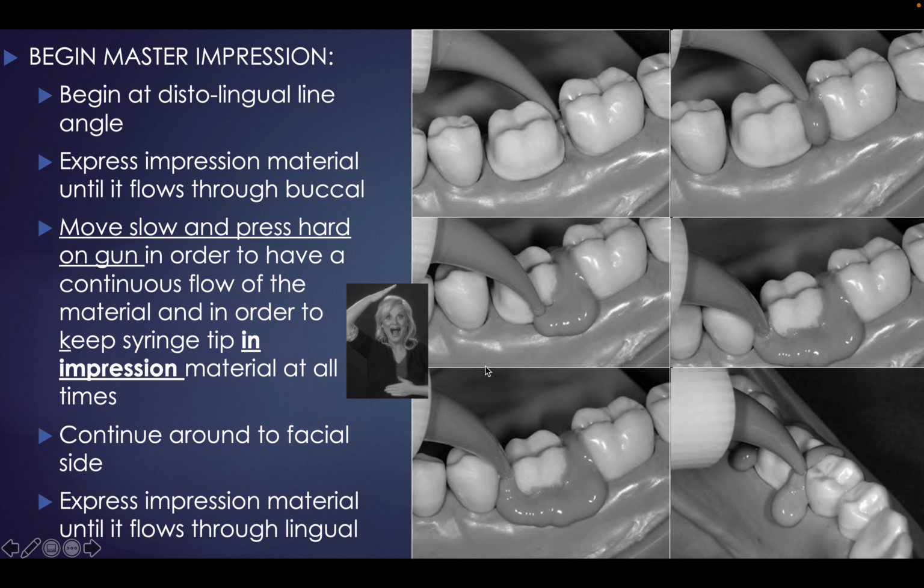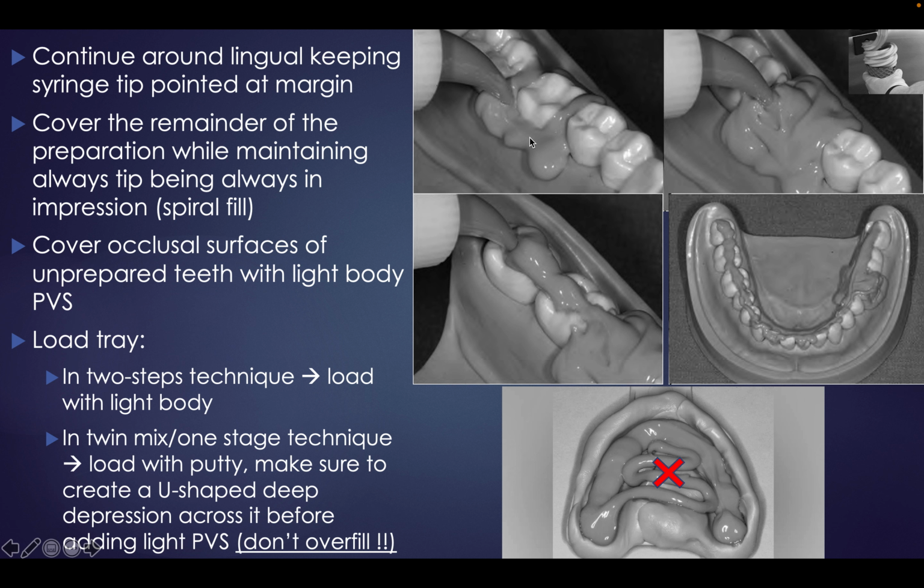Continue all around. Once you have done all your margin, you have placed the impression in the most critical area, which is the margin. Once you do that, you will continue like an ice cream all around, and you move up, always with some material ahead of you. Once you have done that, you need to place some material on the occlusal surface of all the remaining teeth. This is using your light body or regular body.